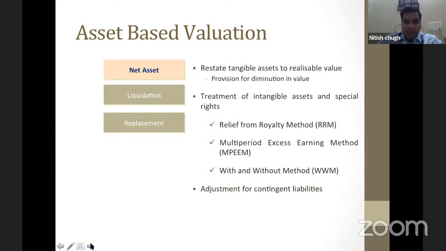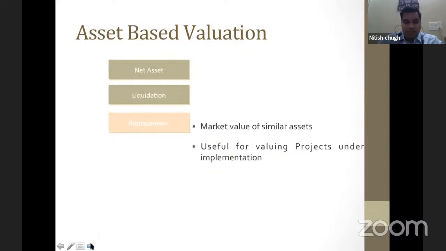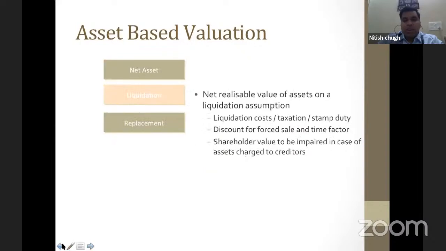The second method is the liquidation method. So net realizable value of assets on a liquidation assumption is calculated, capturing in the liquidation cost, the taxation, the stamp duty, discount for forced sale and time factor, then the shareholder value to be impaired in case asset is charged to creditors.